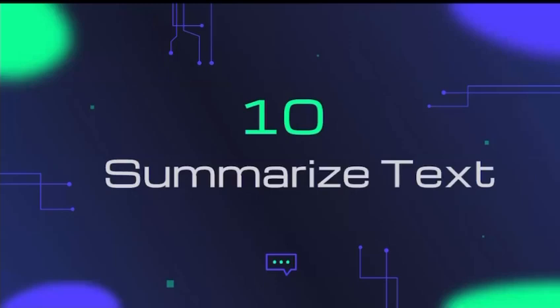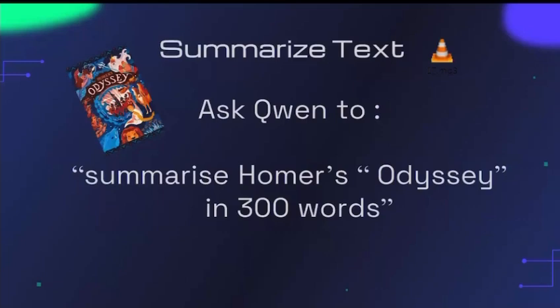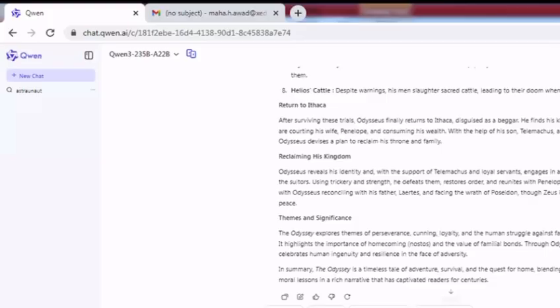Okay, how about summarizing a text? So I've chosen a very, very long text, which is Homer's Odyssey, and I asked Qwen to summarize it in just 300 words. And here we go. So this is a background about the Odyssey, and here is the 300-word summary. The Odyssey is a timeless tale of adventure, survival, and the quest for home, and so on and so forth. And here you will have your 300 words.